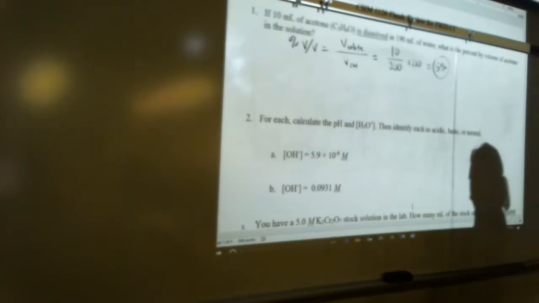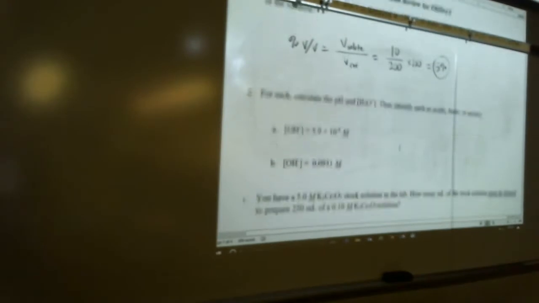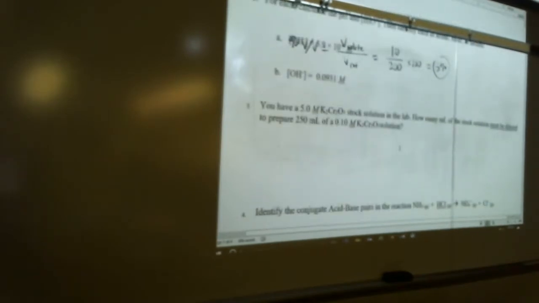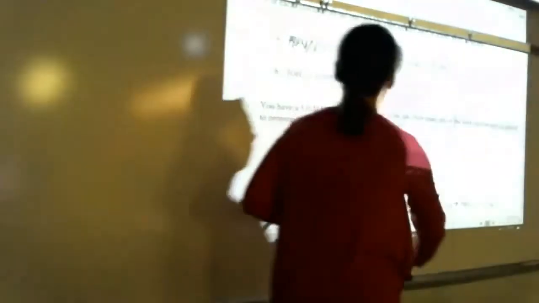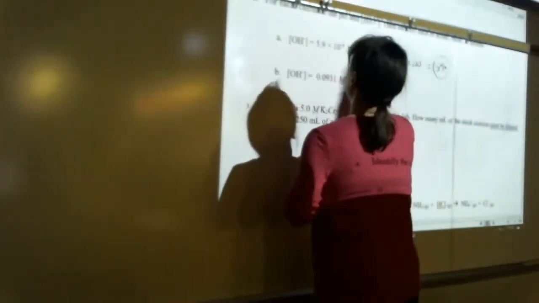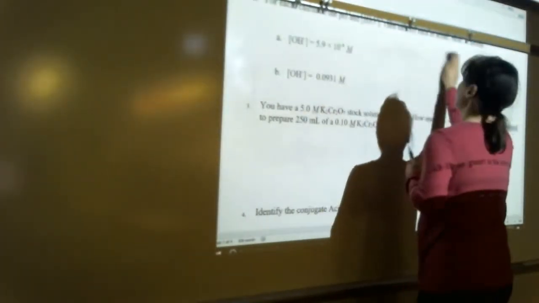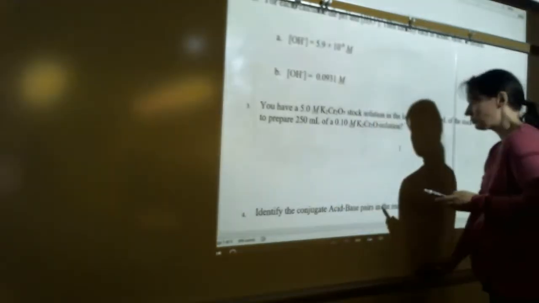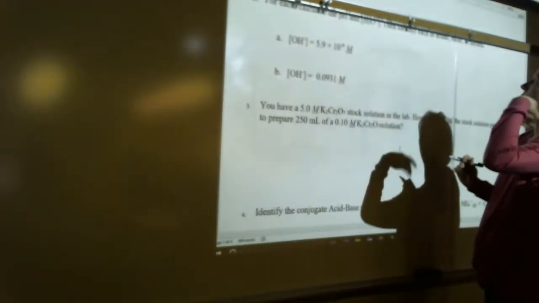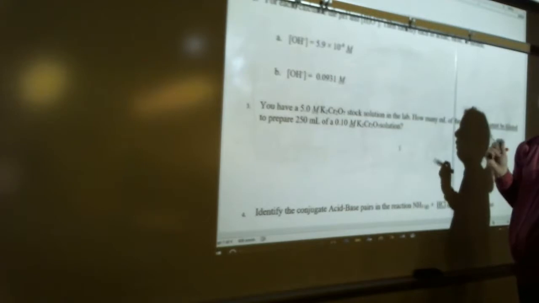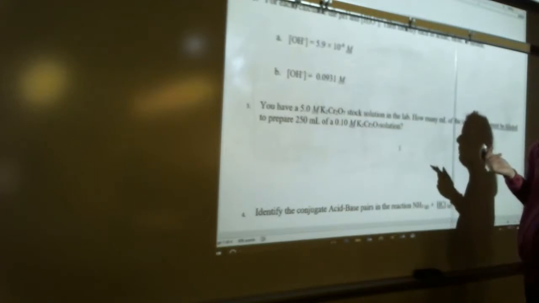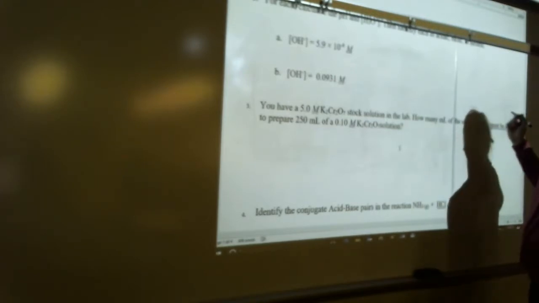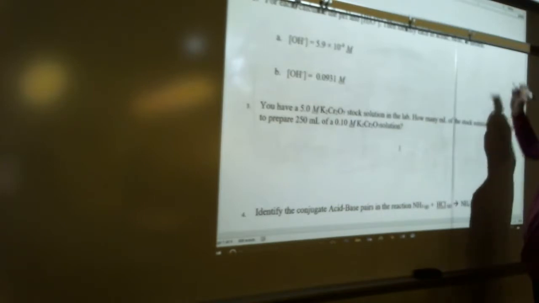Questions on number 1? All right. Let's take a look at number 2 and number 3. For each, calculate the pH and H3O plus concentration. Okay, so how could we get this into a pH?